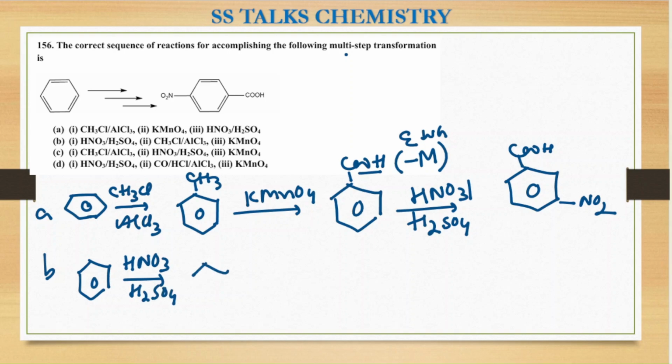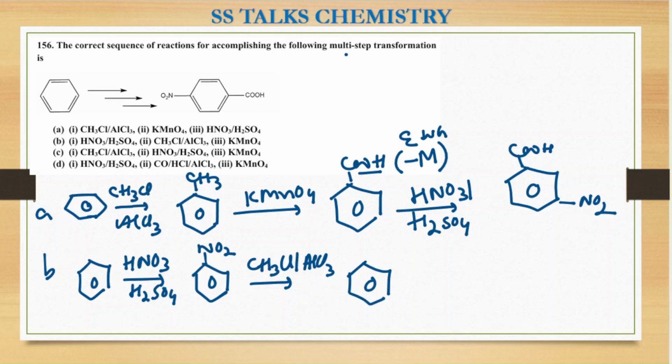So it will do the nitration of it. So here the nitro group will be present. In the next step we are having CH3Cl and AlCl3. So again the nitro group is going to apply the -M effect, so at the meta position the substitution will be done. So this species you will be getting.